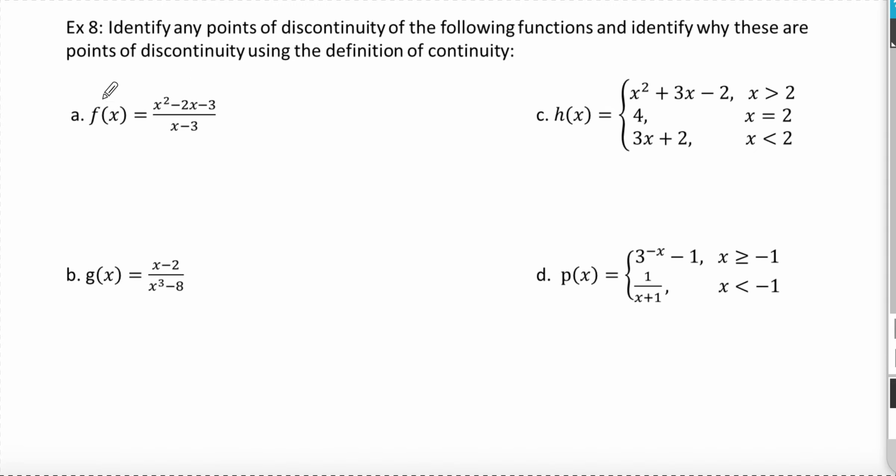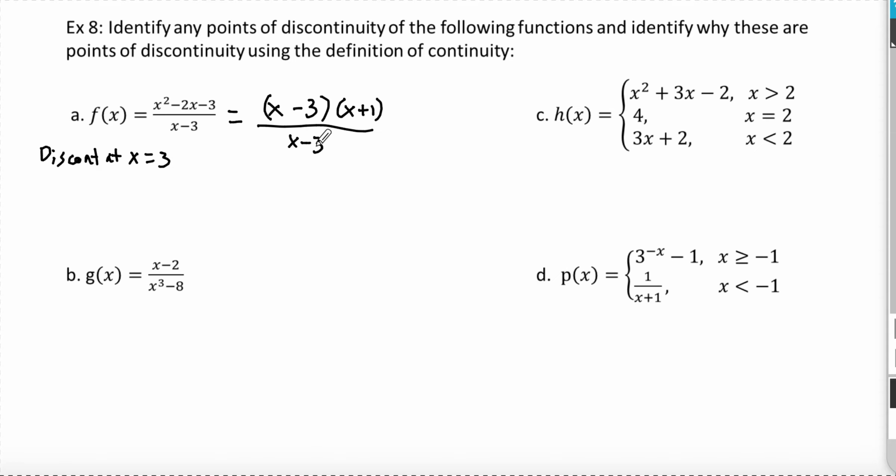Let's see. F of x, it's a rational thing, so it's going to have a discontinuity when the denominator is 0. So I can say we have a discontinuity at x equals 3. All right. We can do some investigating about why here. Let's just out of curiosity factor the numerator: x minus 3, x plus 1. That factors then, right? That's correct. Okay. Over x minus 3.